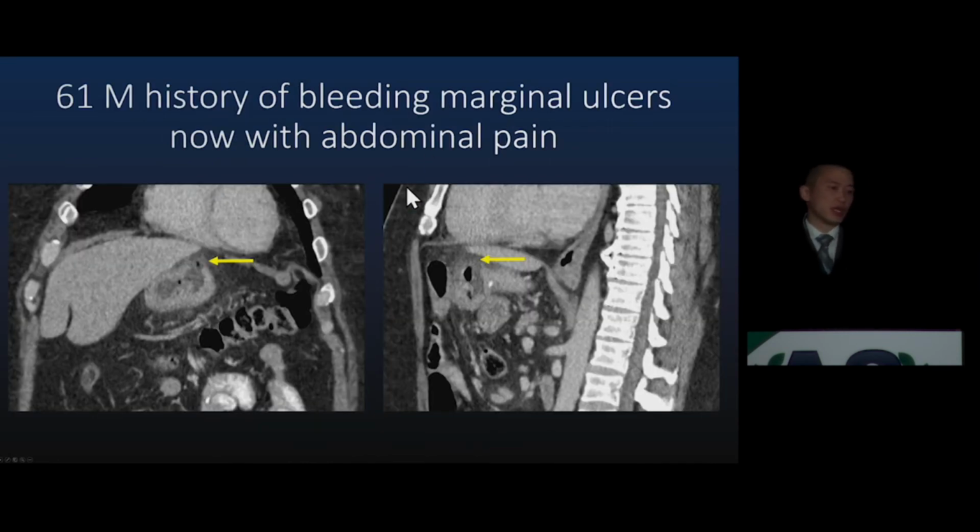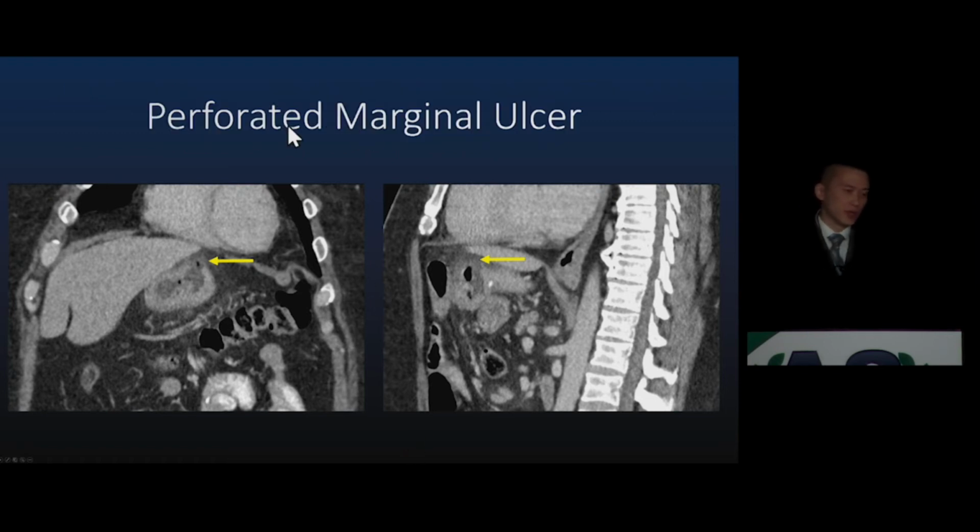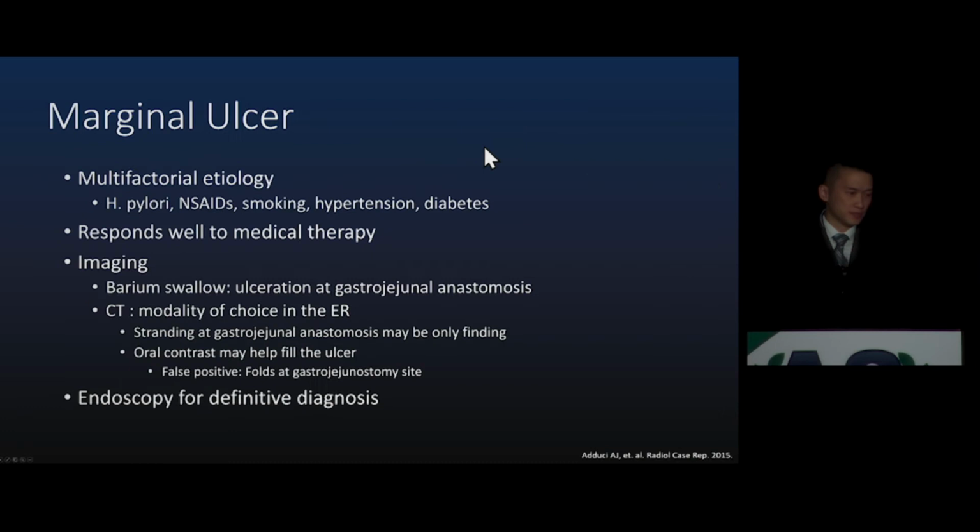This next patient has a history of known bleeding marginal ulcers. It's also noted in his history that he was recently placed on aspirin because of a cardiac procedure. So looking at these images, if you look along the superior margin of the stomach here, you see this apparent focal discontinuity, and you see a lot of stranding around this region. This patient was taken to the OR, where he's found to have a perforated marginal ulcer.